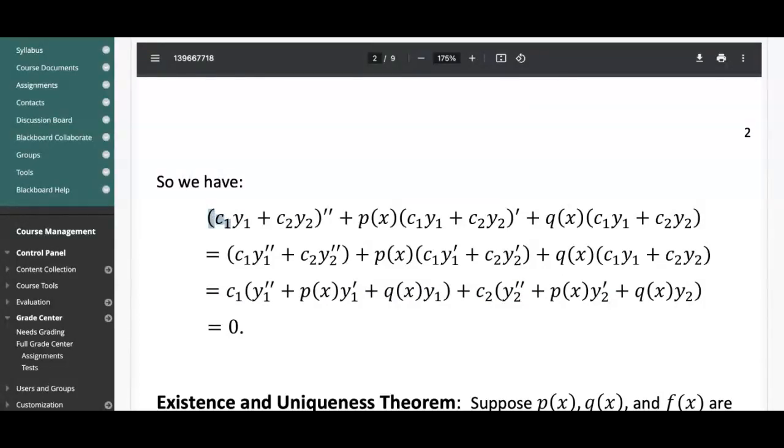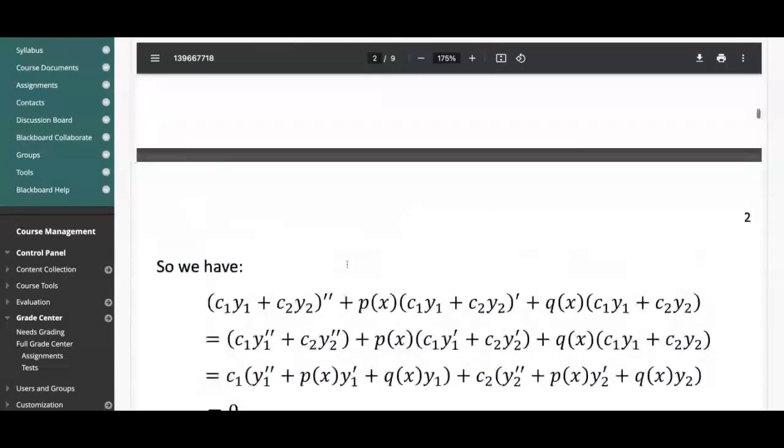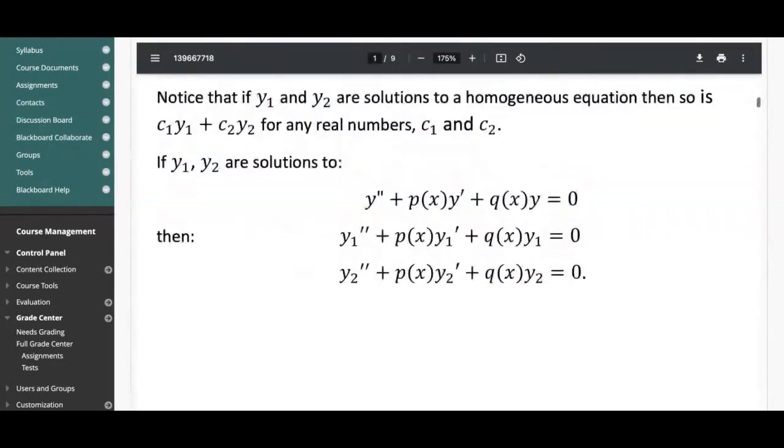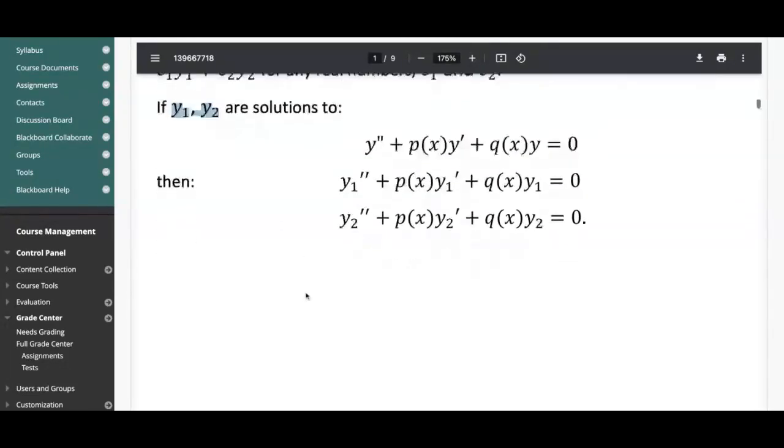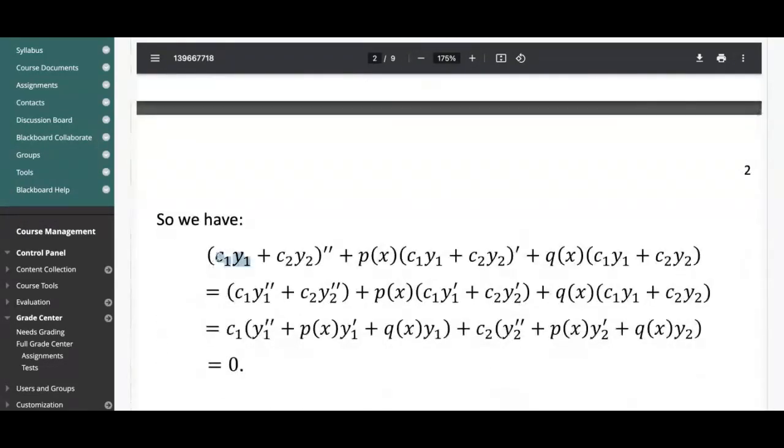If you want to do a little bit of arithmetical calculation, you can go through this yourself. So this is the important point: if y1, y2 are solutions to the second order differential equation, then c1 y1 plus c2 y2 is a general solution, where c1, c2 are just some numbers.